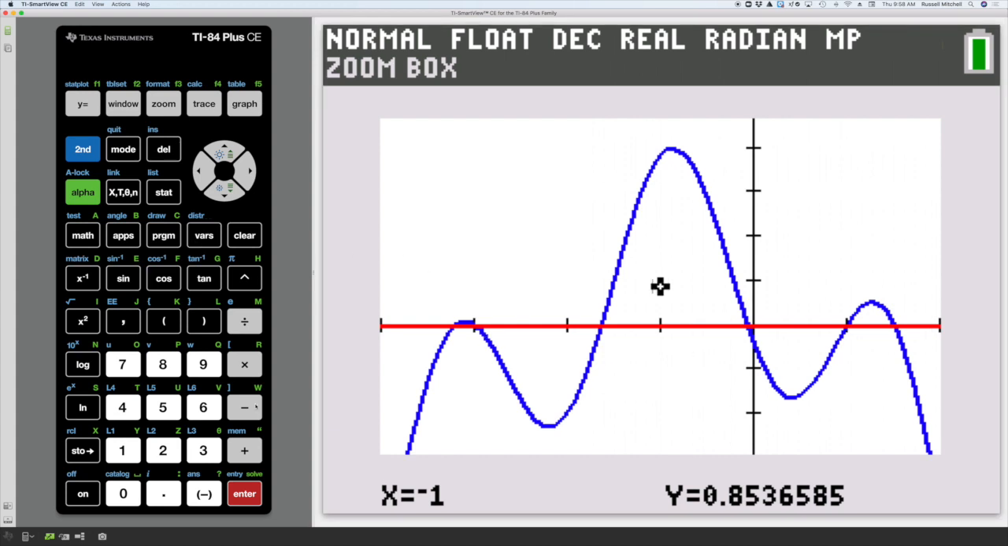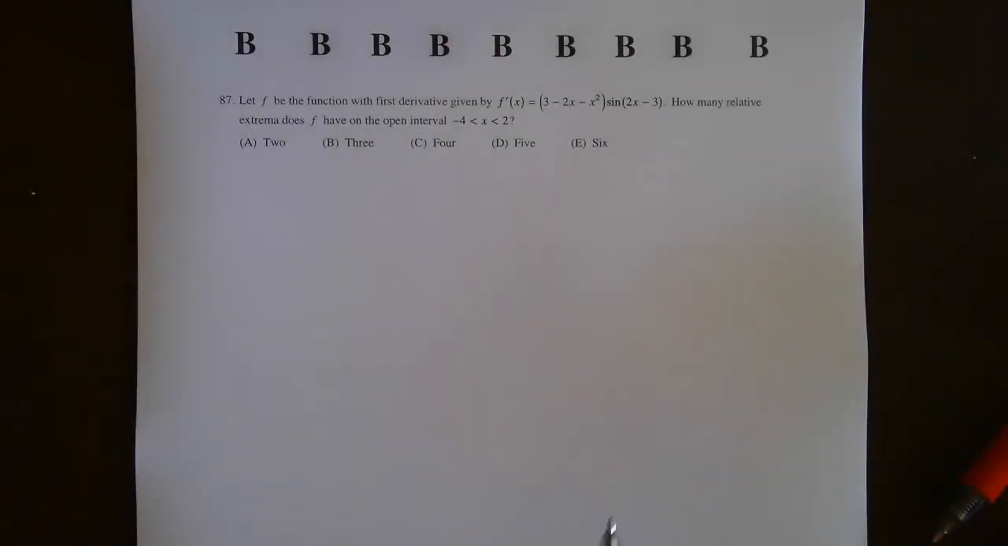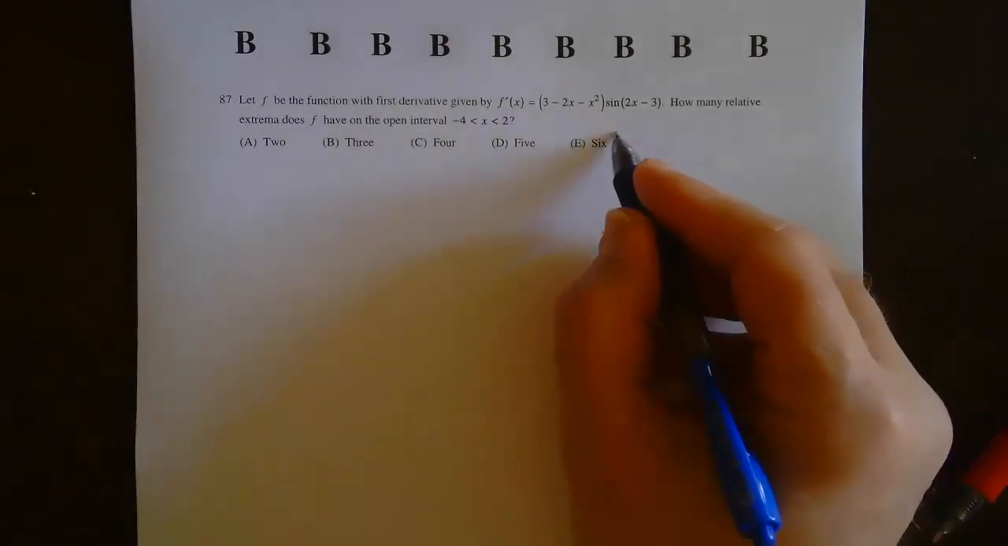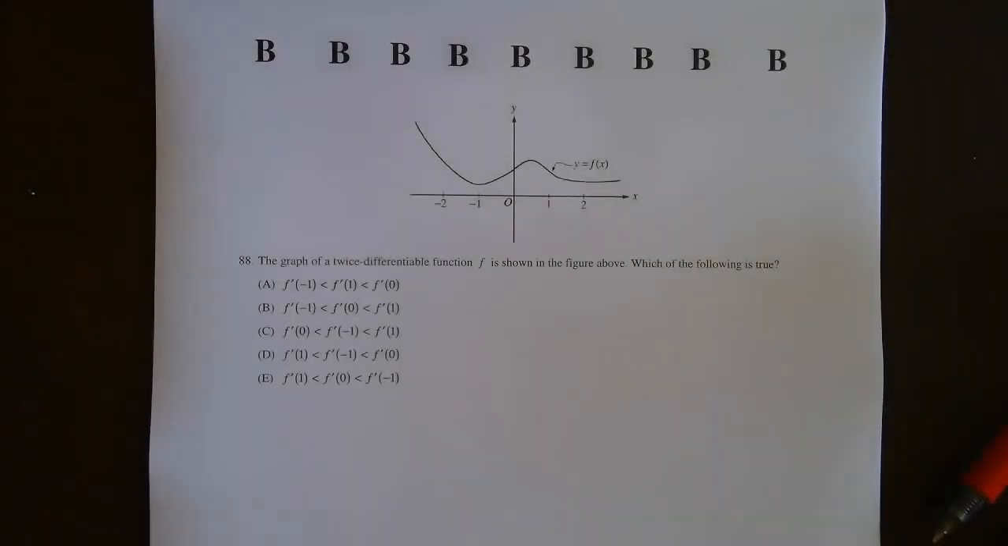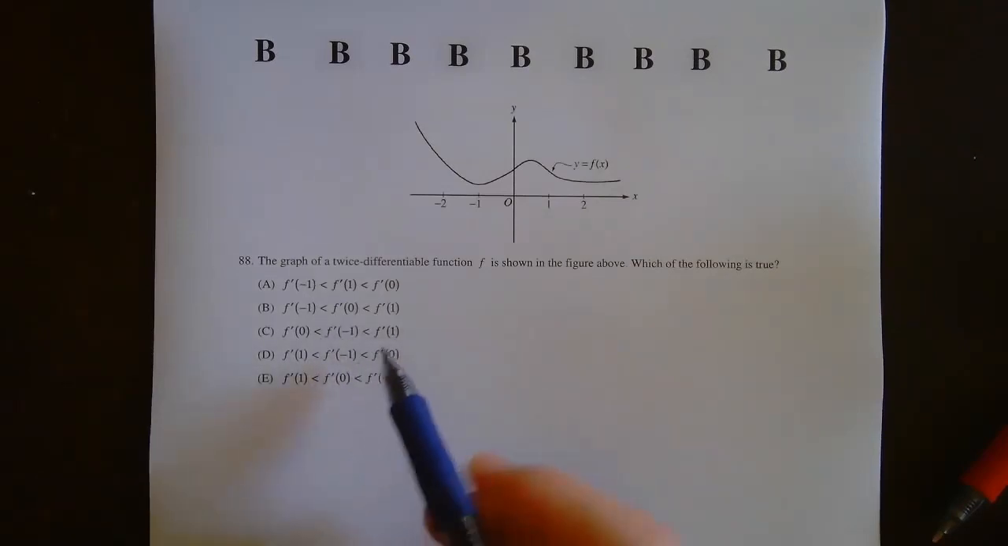Okay, so let's go back and answer it. So from the graph, we saw that there was only going to be 6 of them, right? So let's just circle 6, okay? Let's go to 88. Okay, so for 88, they're giving you the graph of f, and they're asking you for different first derivatives at different x values, okay?